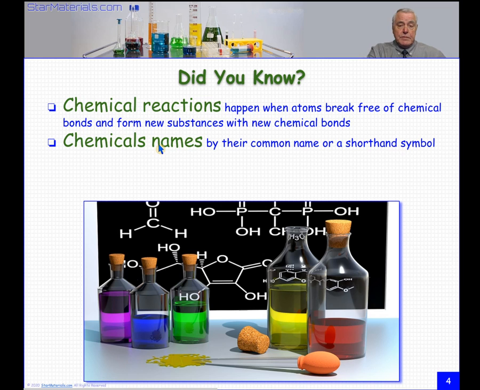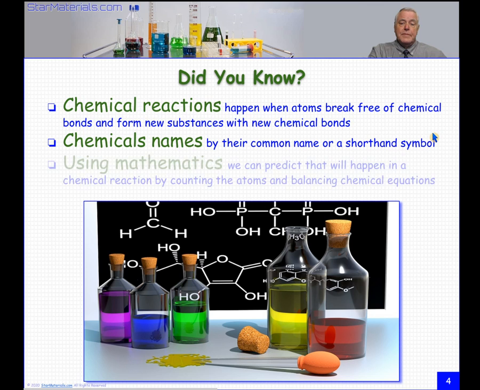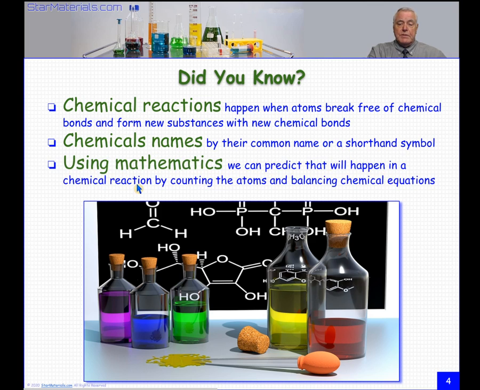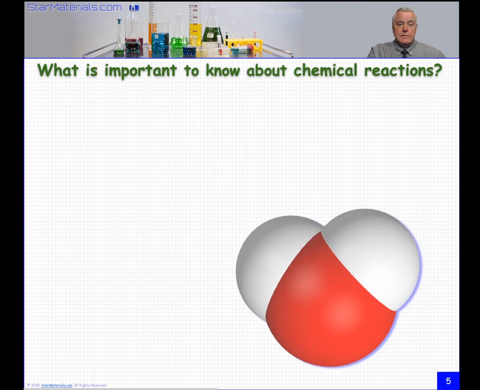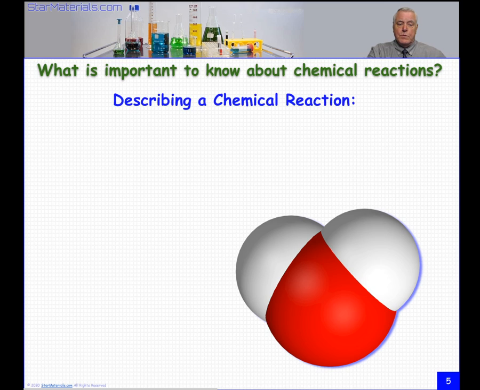Chemical names, by their common name or by a shorthand symbol. Using mathematics, we can predict what will happen in a chemical reaction by counting the atoms and balancing chemical equations. We know this one. This is water.